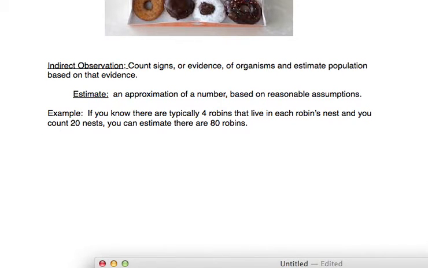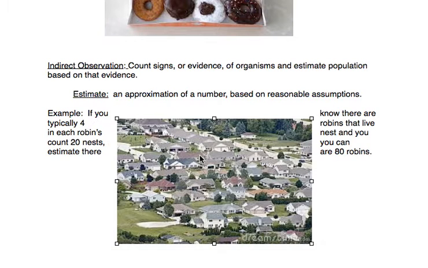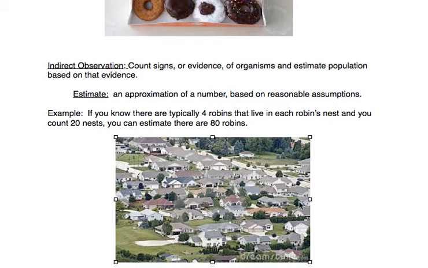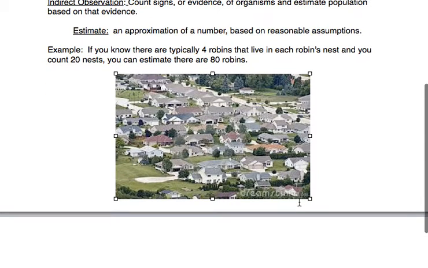The next way to determine the size of a population. I forgot about indirect observation. I gave another example in class. If you wanted to figure out how many people were living in a neighborhood, you could count the number of houses and then estimate based on that. So if you knew that there were typically 4 people living in each house and you counted 100 houses, you could estimate that there are about 400 people living in a neighborhood.